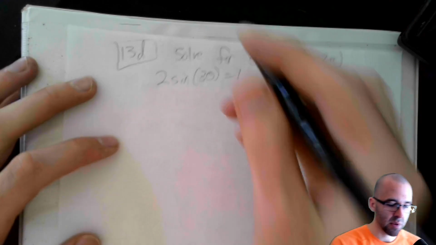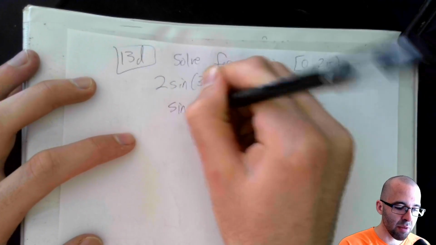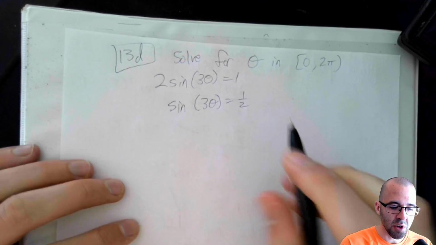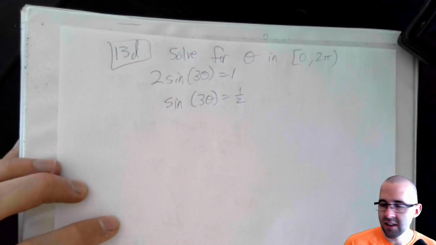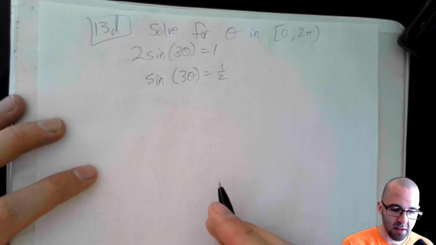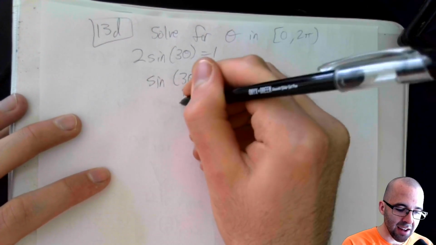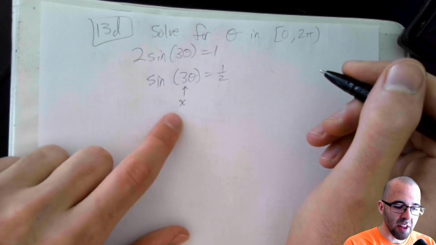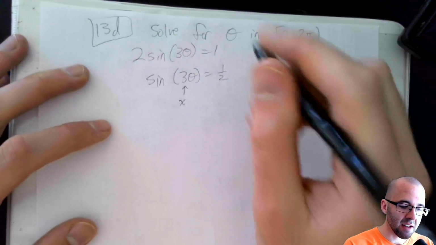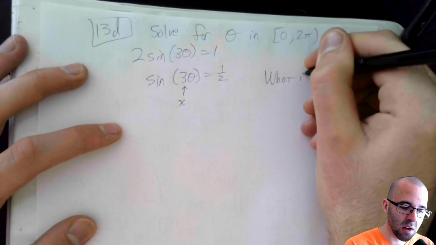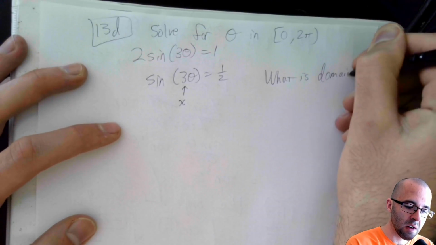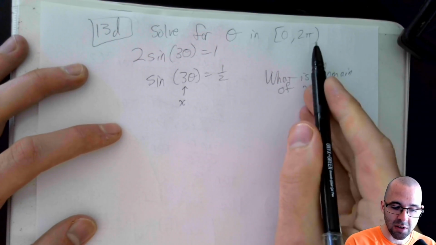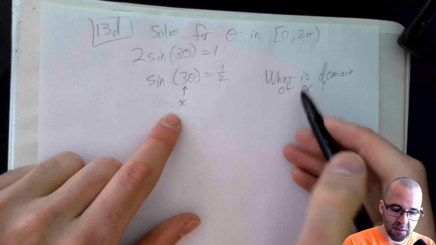All right, so over here, we need to divide both sides by 2. We get sine of 3 theta equals 1/2. So we're going to use a substitution and say, let's not worry about theta for a bit. Let x be 3 theta. So then the question is, what is the domain of x? We know theta is between 0 and 2 pi, but what is x between?